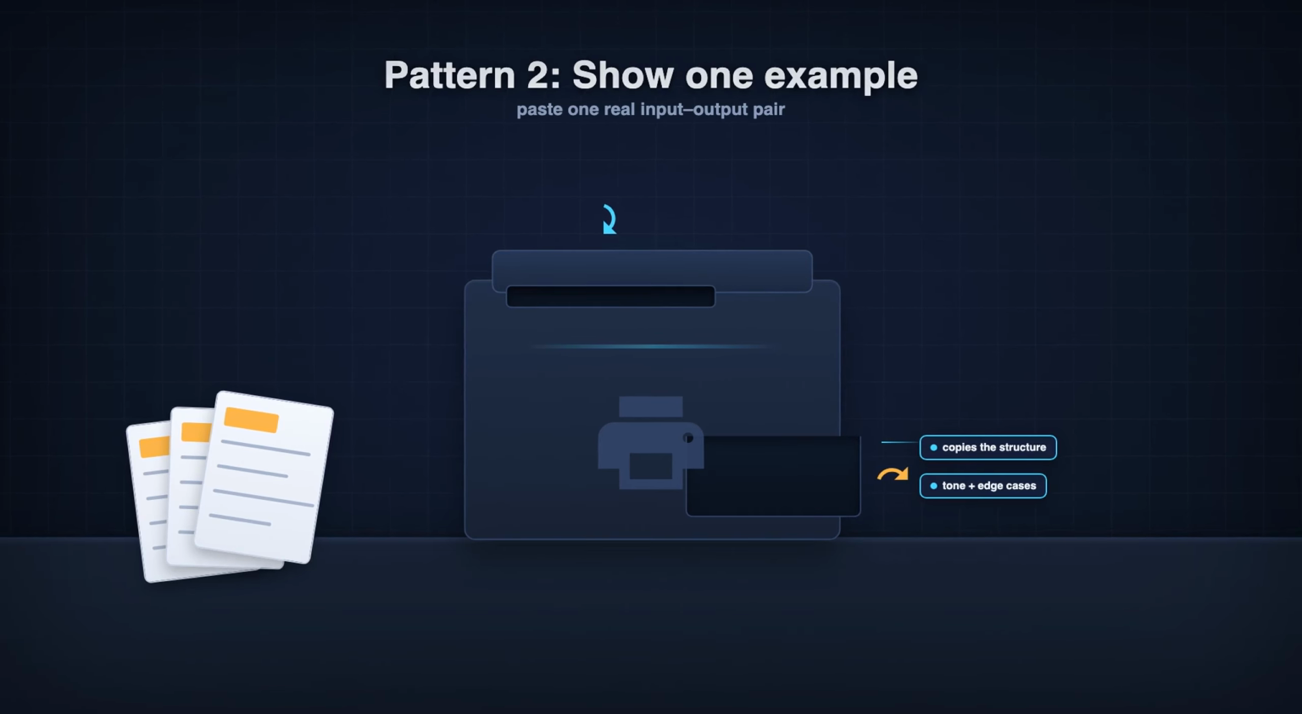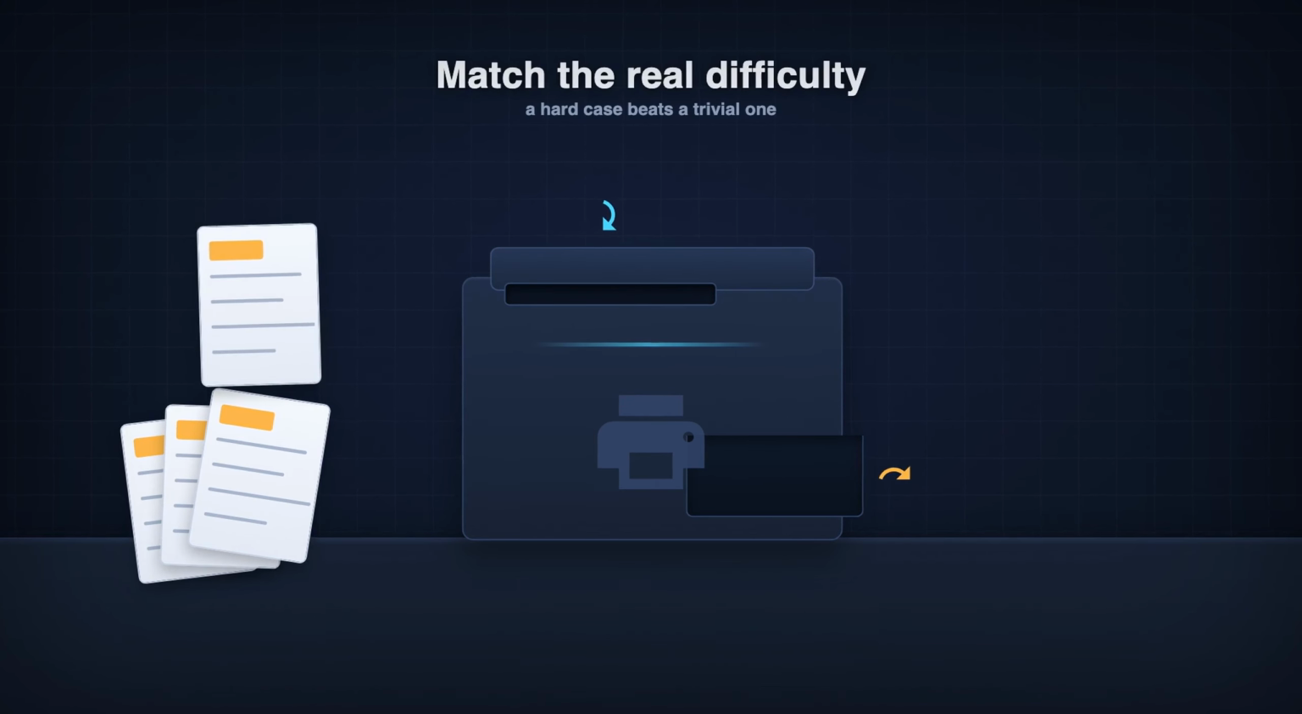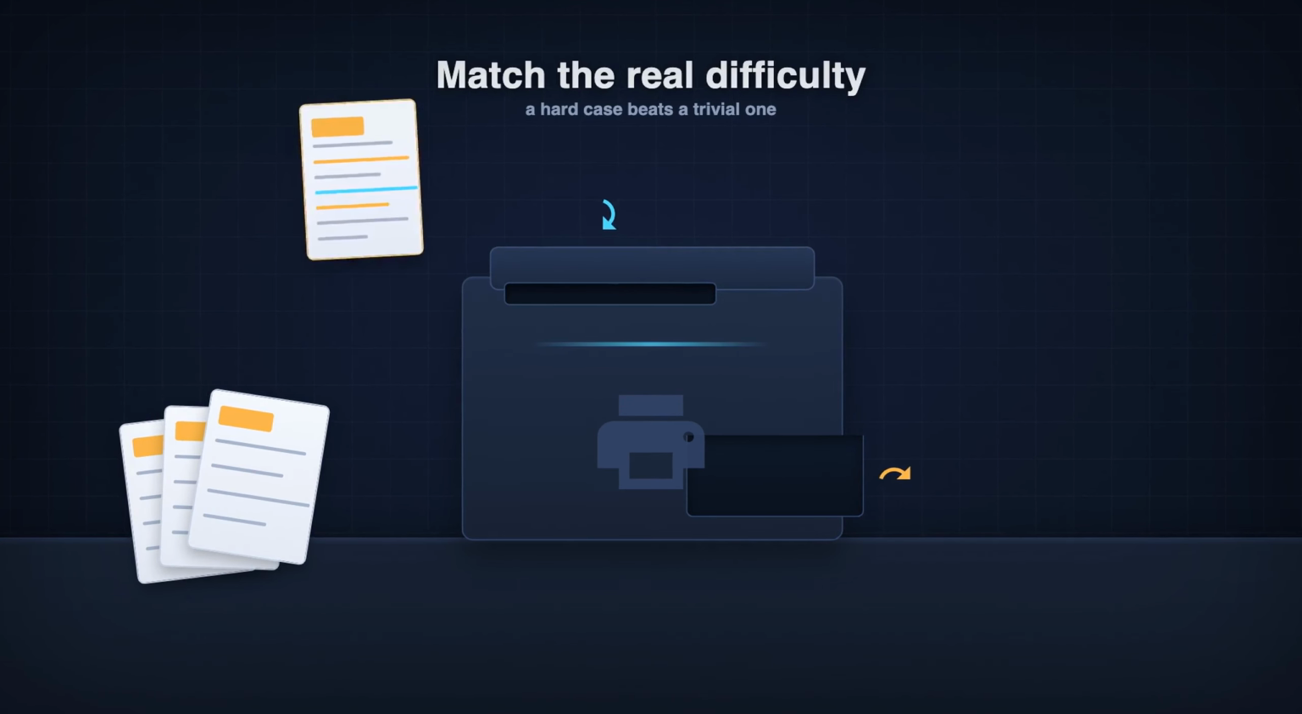Here is why one example beats a paragraph of instructions. Words can only describe a format. An example is the format. It carries tone, structure, and the little judgment calls that instructions can never fully spell out. The model pattern matches what it sees.